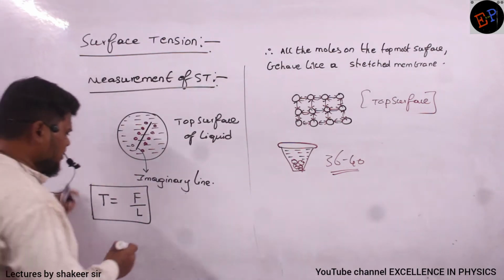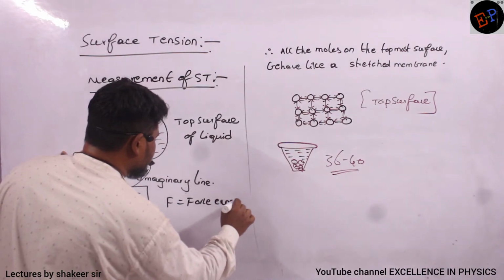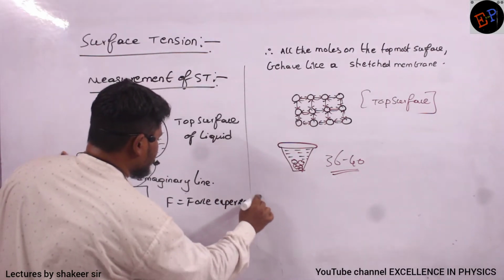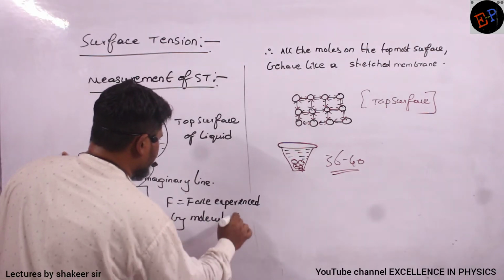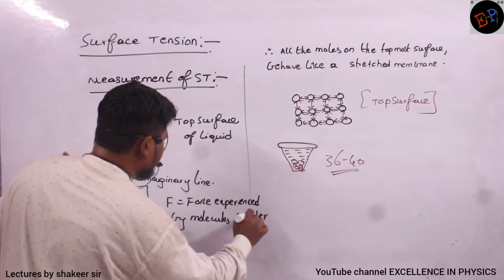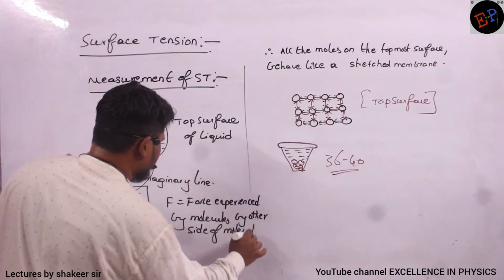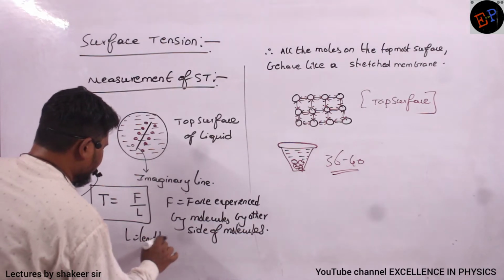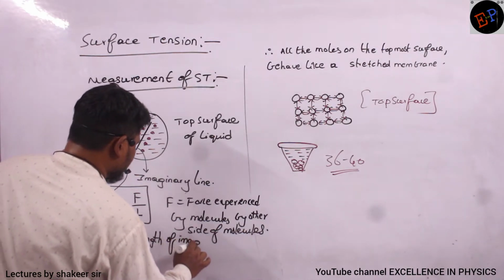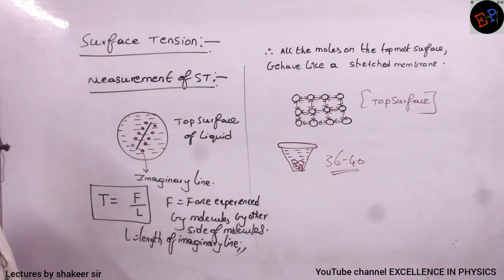So what is meant by F here? F is the force experienced by molecules from the molecules on the other side. And what is L here? L is the length of the imaginary line. So T is equal to F by L. That is the formula of surface tension.